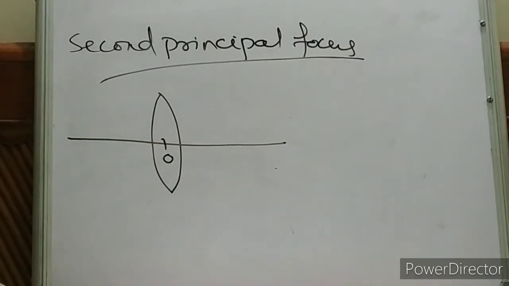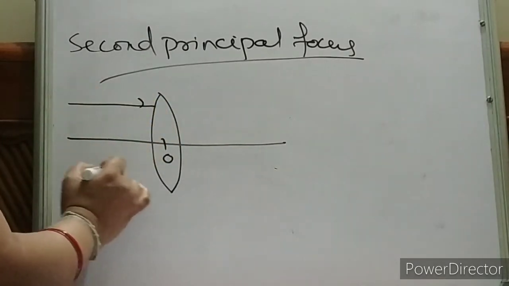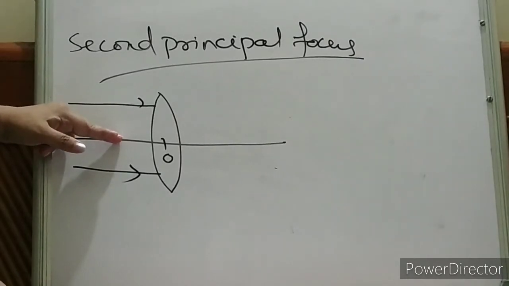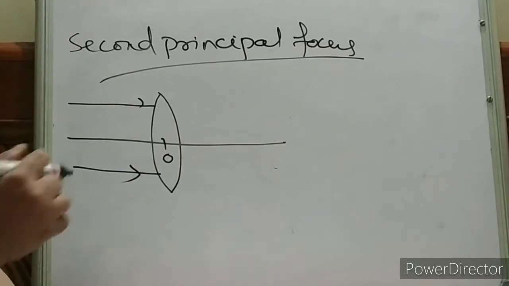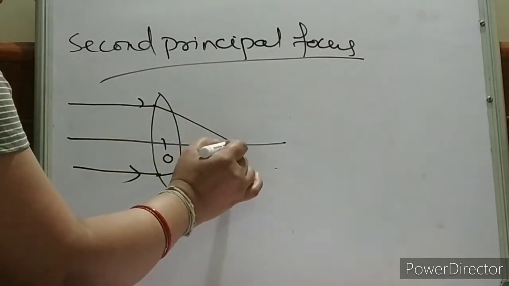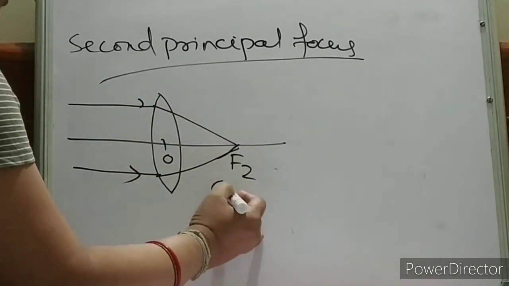We have discussed this in my previous lecture. Now the incident ray is parallel to the principal axis. That means the object is at infinity. So after refraction they are meeting at this point. Okay. This is your second principal focus.